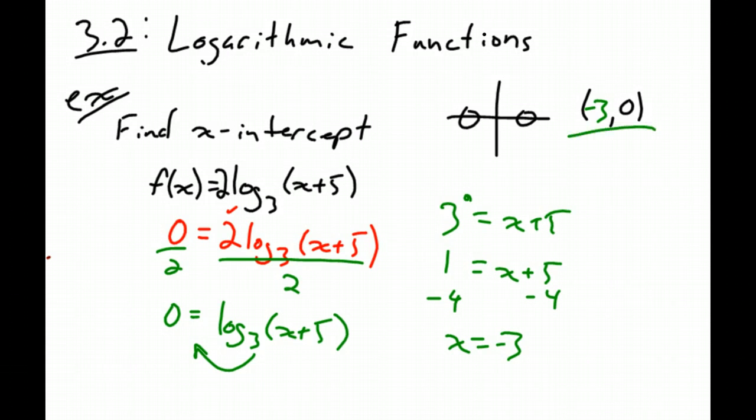Make sure you put in 0 for f of x. Make sure that you get rid of anything that's multiplying, or if you had like +3 or anything like that, you move that over so that it looks similar to this. And then you can rewrite it as an exponential.